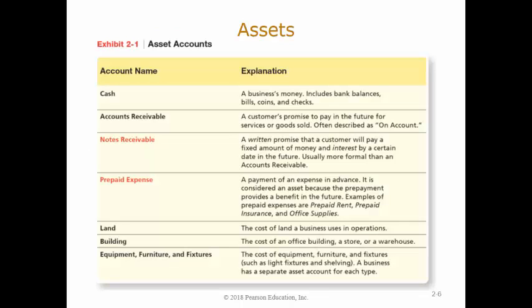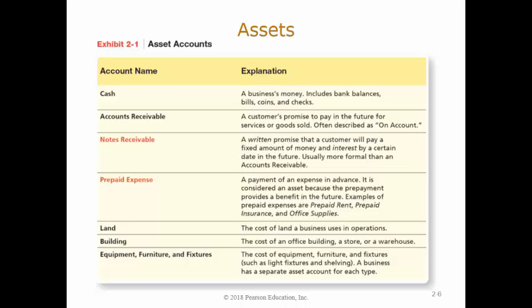Assets are something the business owns or has control of that has value. Assets are economic resources that are expected to benefit the business in the future. Many examples were introduced in Chapter 1, such as cash, accounts receivable, equipment, building, and land. Accounts receivable represent a customer's promise to pay monies in the future for services or goods already provided. Equipment, furniture, fixtures, and land are assets used by businesses in operations.